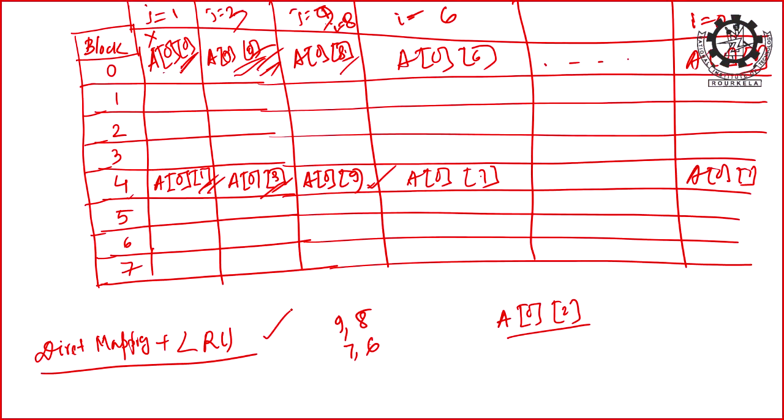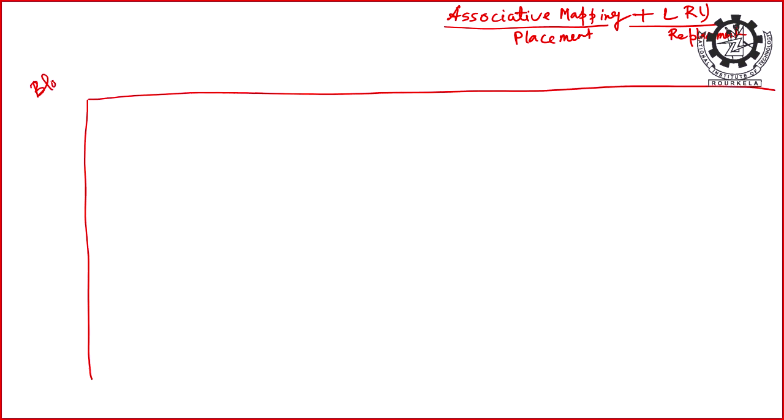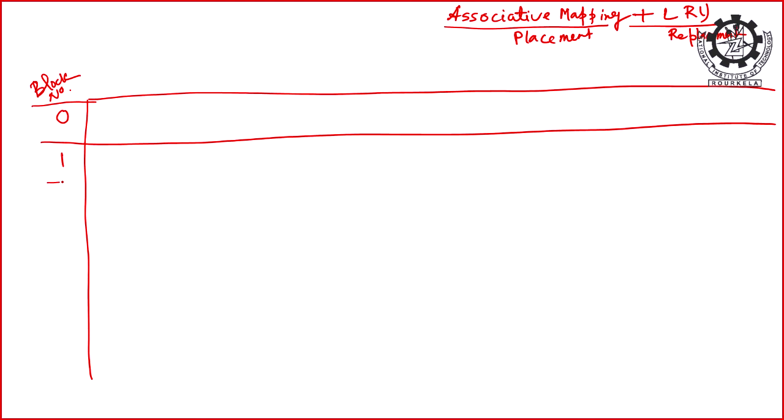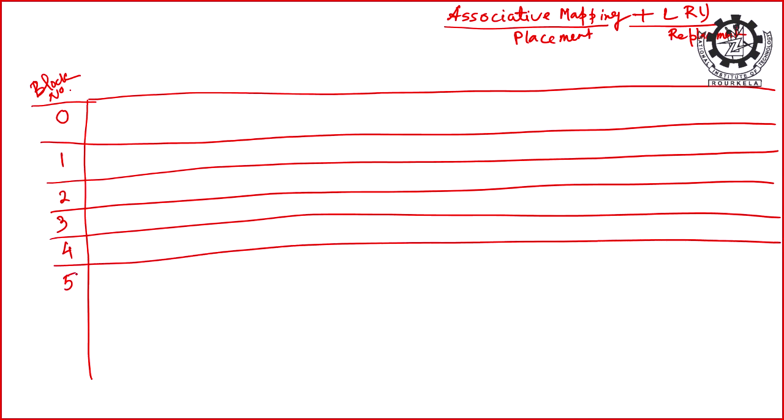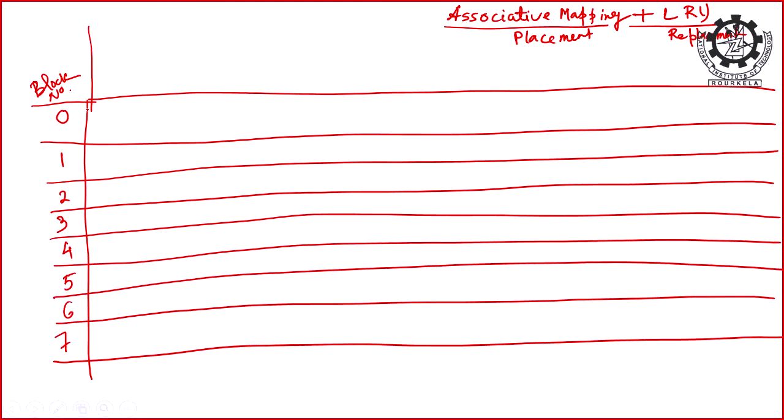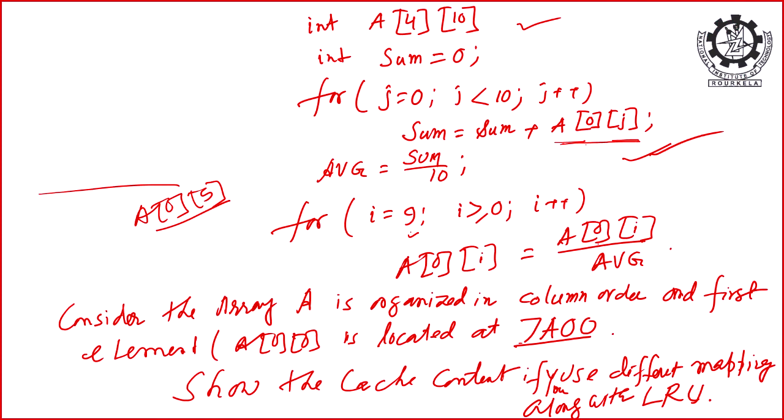So, this is all about direct mapping, and next we will talk about associative mapping, and this is placement. Consider the same scenario here. This is the block number in cache. Let us say this is 0, this is 1, this is 2, this is 3. So, now we are talking about associative mapping.